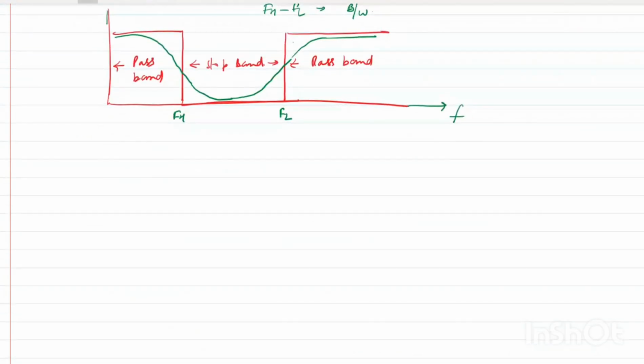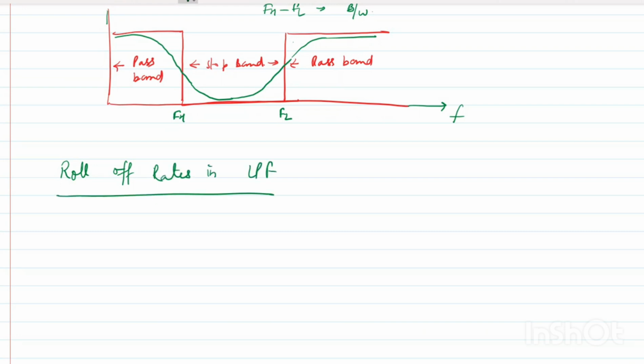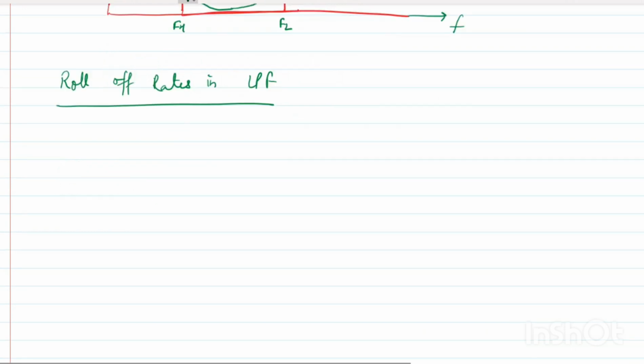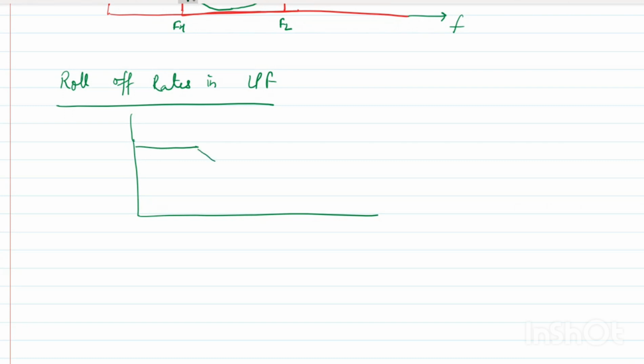So now I'll come to the roll off rates. Roll off rates in low pass filter. That is very helpful, you'll understand. So when I say low pass filter, right now I am talking only about low pass. So when we plot in dB, this is my gain, and it is in dB, so we have slope.